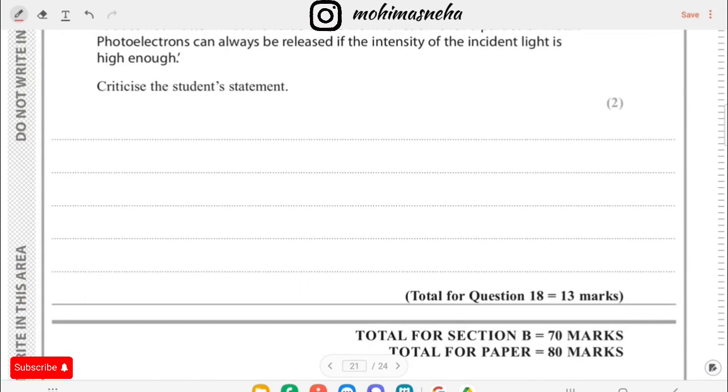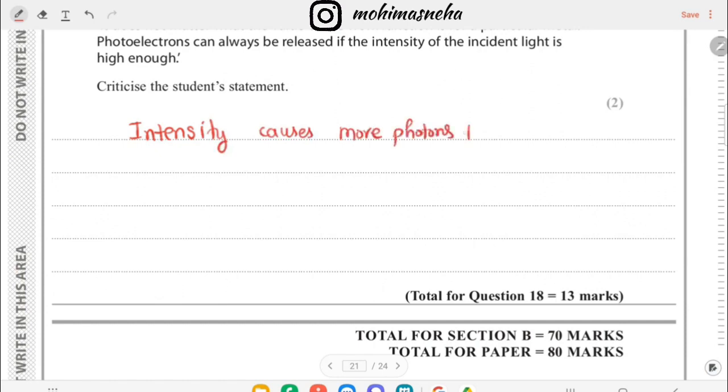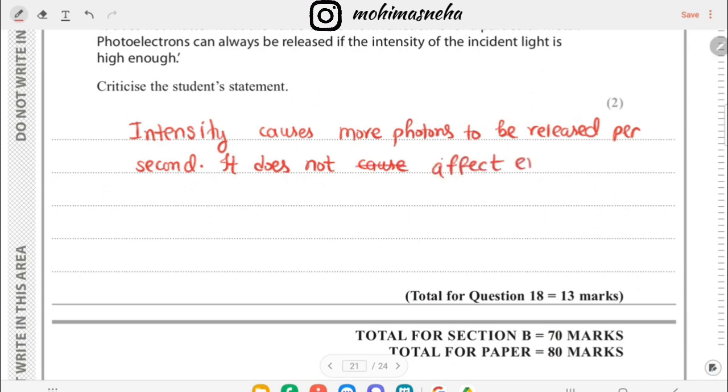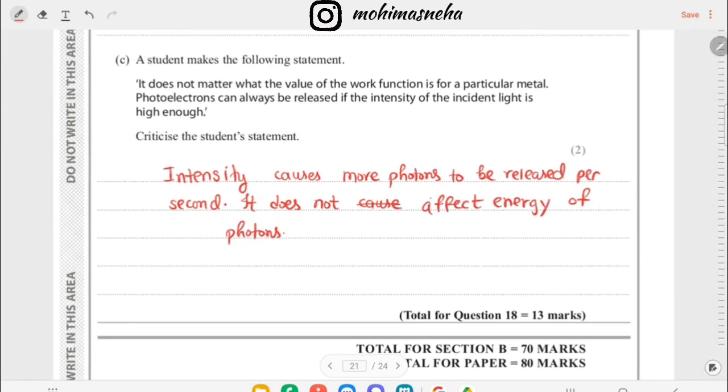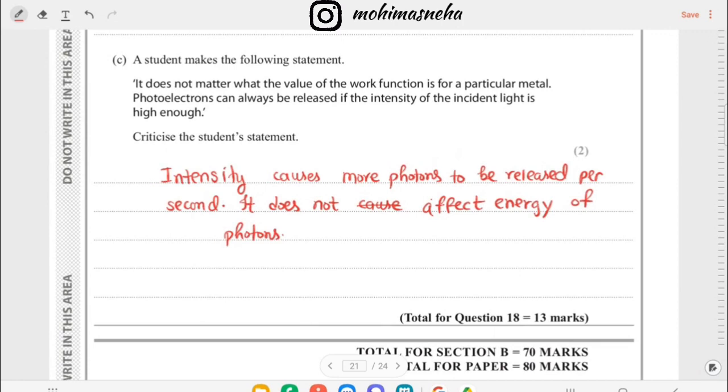So the answer should be that intensity causes more photons to be released per second, and it does not affect the energy of the photons. Okay, so with this, our entire Unit 2 January 2023 physics paper ends.